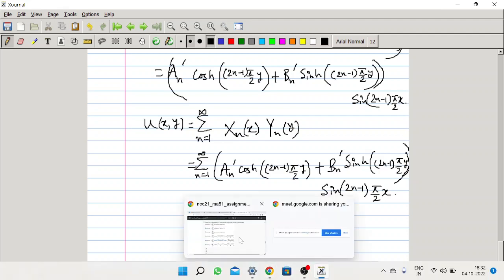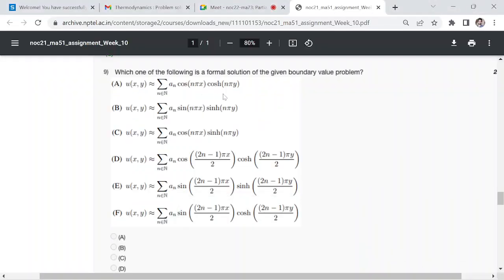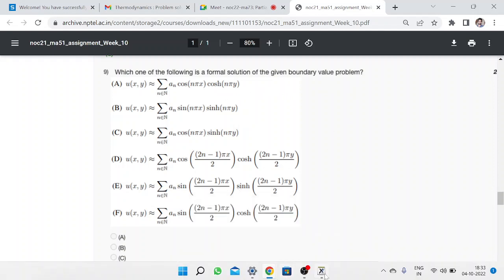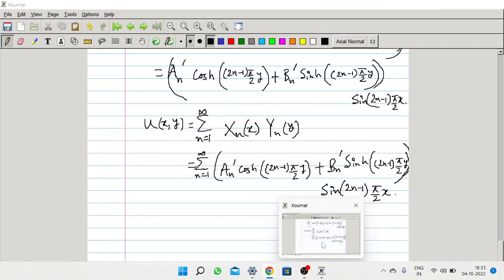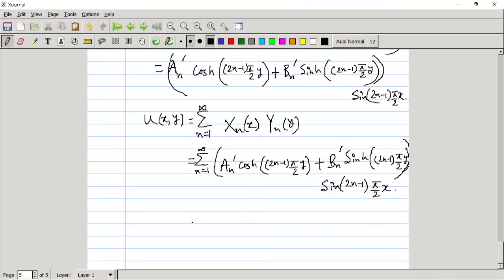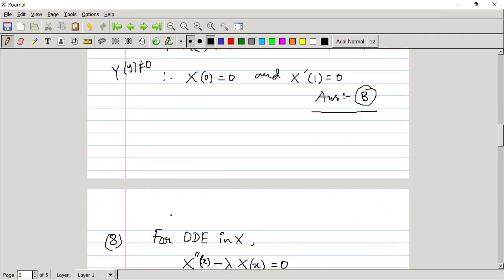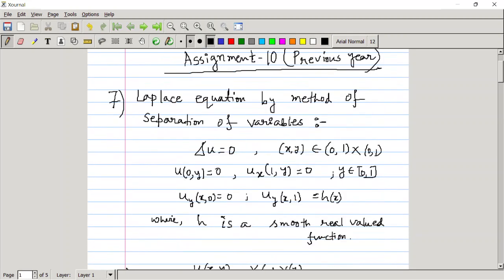You have to find this, Ruby. I will show you the question: which one of the following is a formal solution. Now we have to use the boundary conditions to find the values of A_n and B_n. What are the conditions given? Let me show you the question again. The conditions are u_y(x, 0) is 0 and u_y(x, 1) is h(x), right?